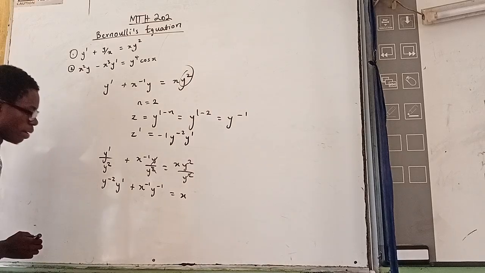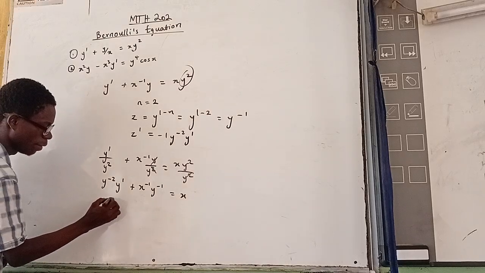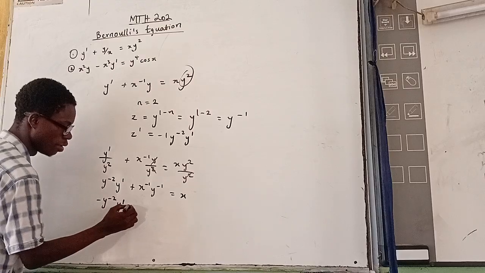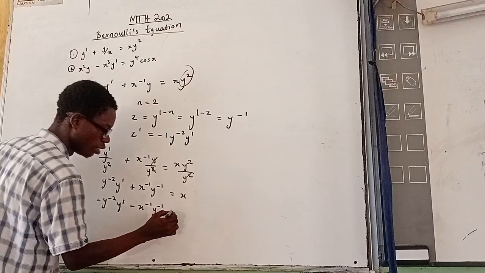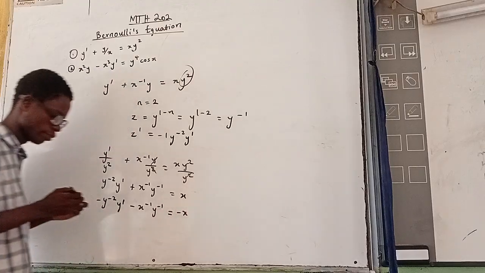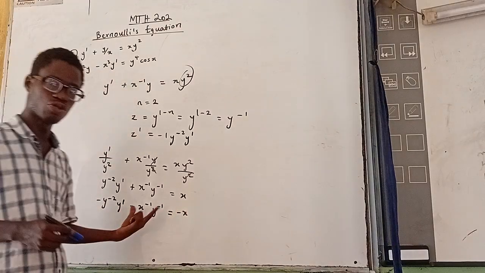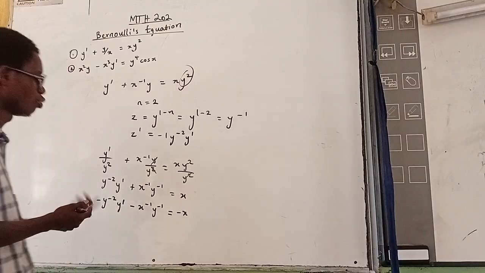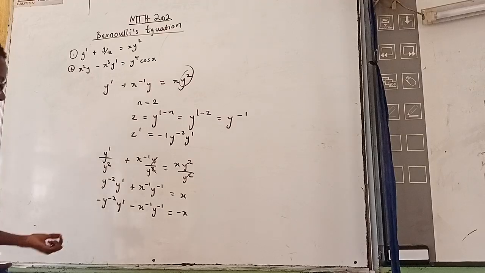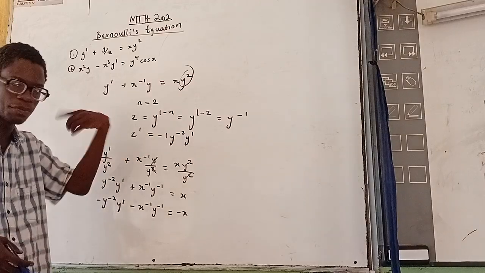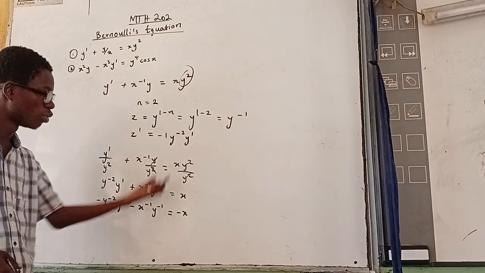So if I multiply this by minus 1, I have minus y minus 2 y prime minus x minus 1 y minus 1 equals to minus x. I multiply through by minus 1. So I have this type of equation now. From here, I have this, which is the same thing as z prime. I have y minus 1, which is the same thing as z.